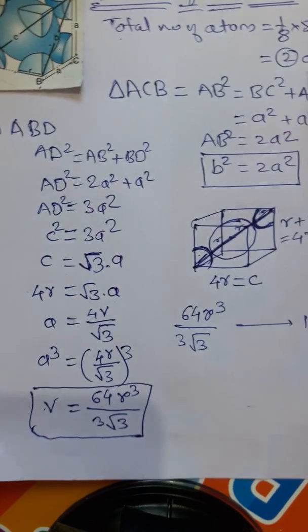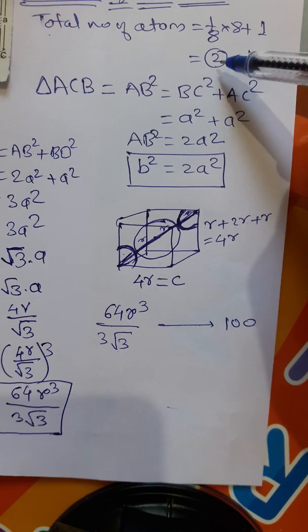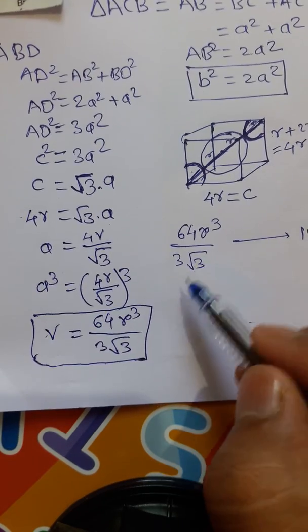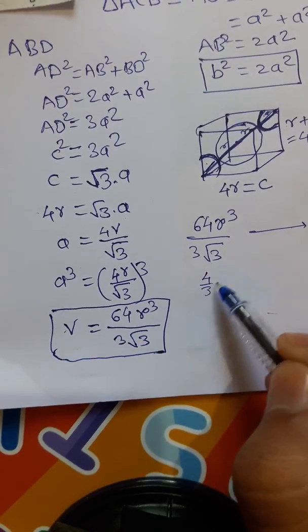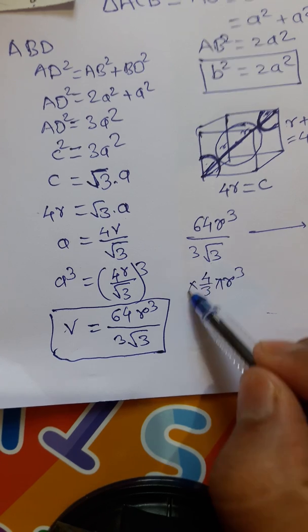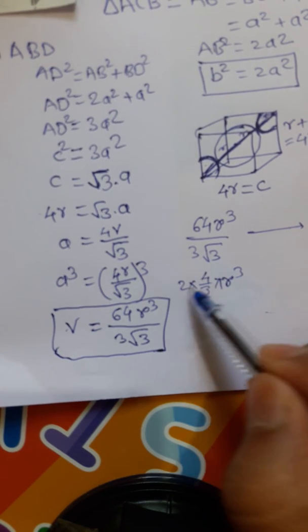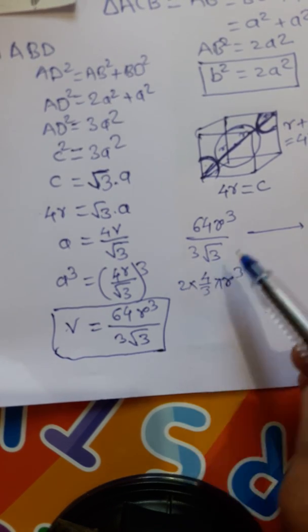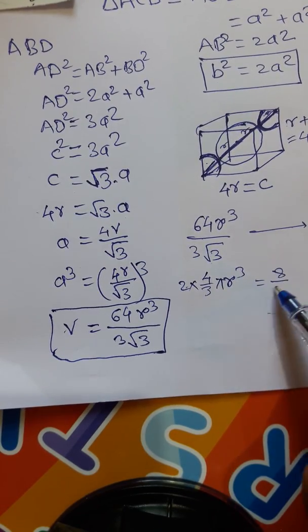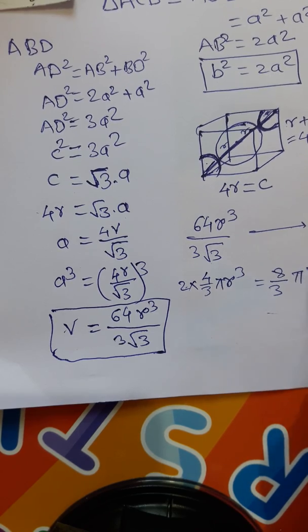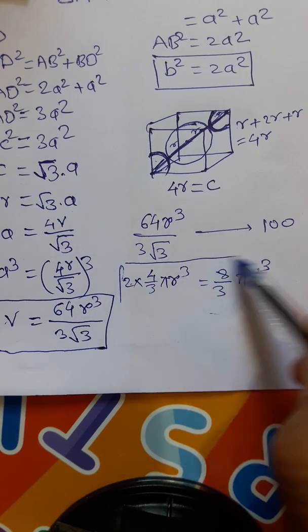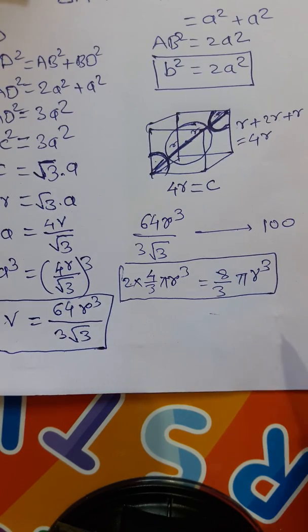So how many atoms are present here in total? The number of atoms is 2, and the volume of one atom, that is one sphere, is 4/3 pi r cube. So 4/3 pi r cube is the volume of 1 unit. So I want to calculate the volume of 2 units. So the volume of those 2 units is equal to 2 into 4/3, which becomes equal to 8/3 pi r cube. Now this is the value of the 2 units, or 2 atoms, present in that unit cell.